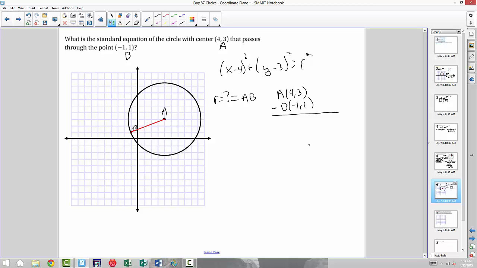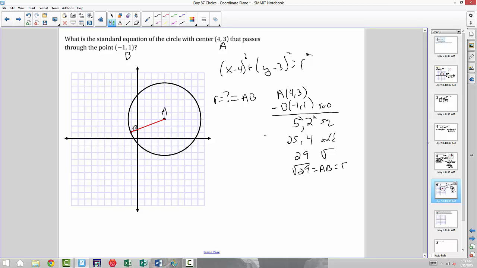Easy way, subtract. So 4 minus negative 1 is 5. 3 minus 1 is 2. So we just subtract. Okay. Then we square. So 5 squared is 25. 2 squared is 4, then we add, so we get 29, then we take the square root, so square root 29 is equal to AB, which is equal to the radius.